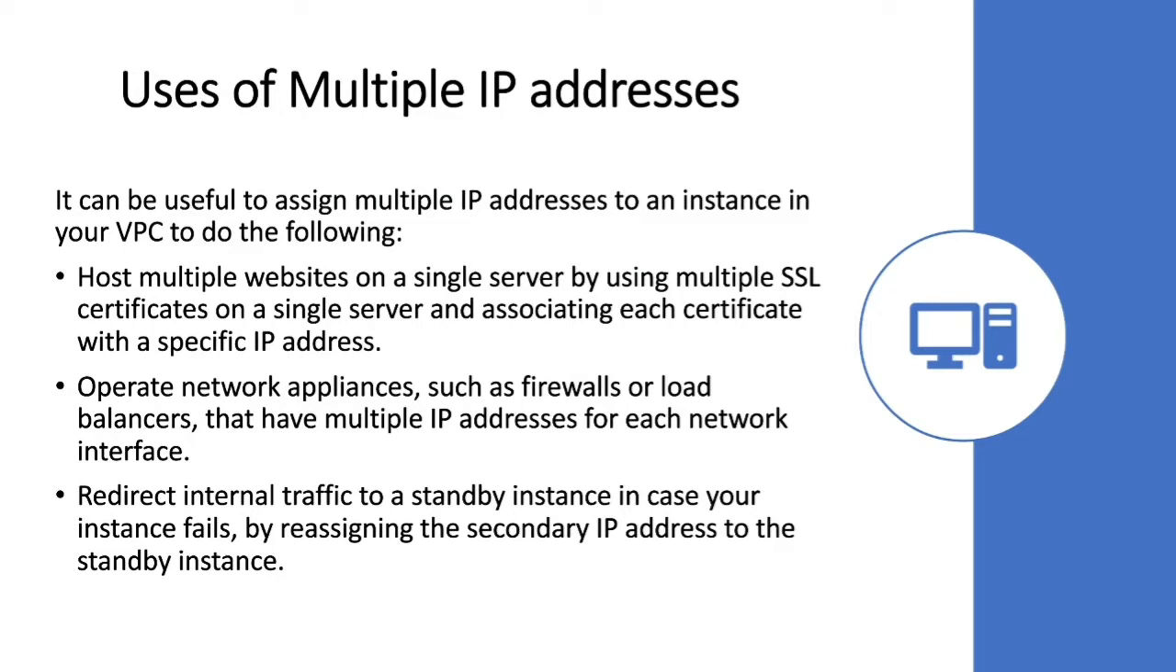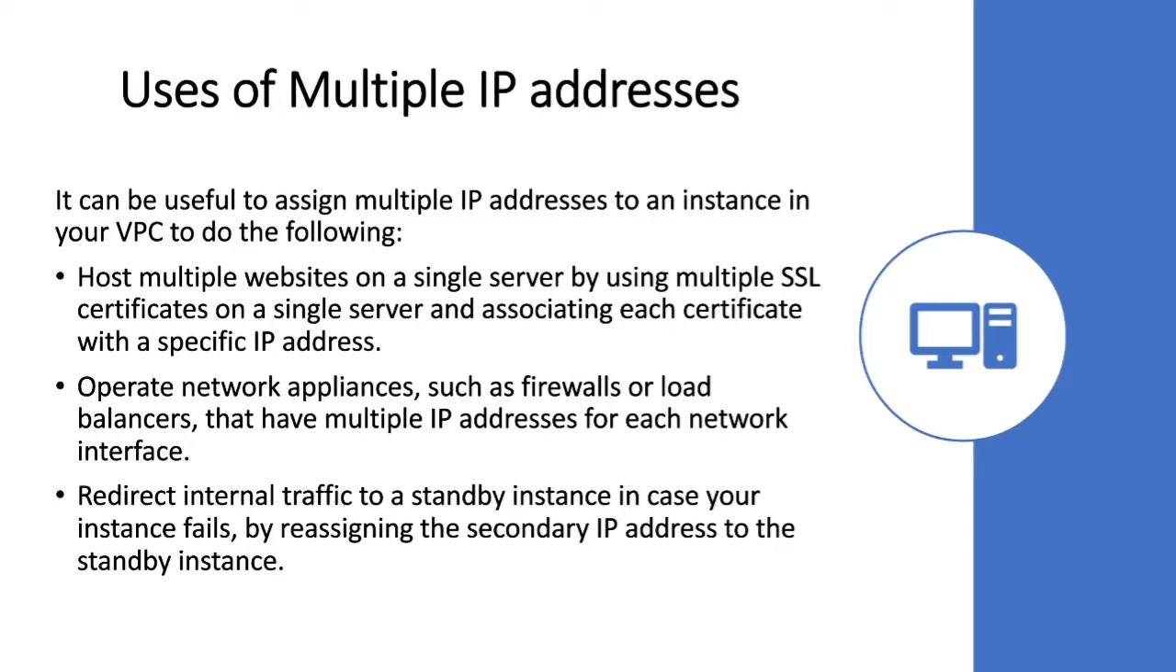We can also use them to operate network appliances such as a firewall or a load balancer that can have multiple IP addresses for each network interface. We can also use multiple IPs to redirect internal traffic to a standby instance in case any instance fails, right? So in case of failure, we can reassign the secondary IP address to a standby instance so that we can mask that particular failure.